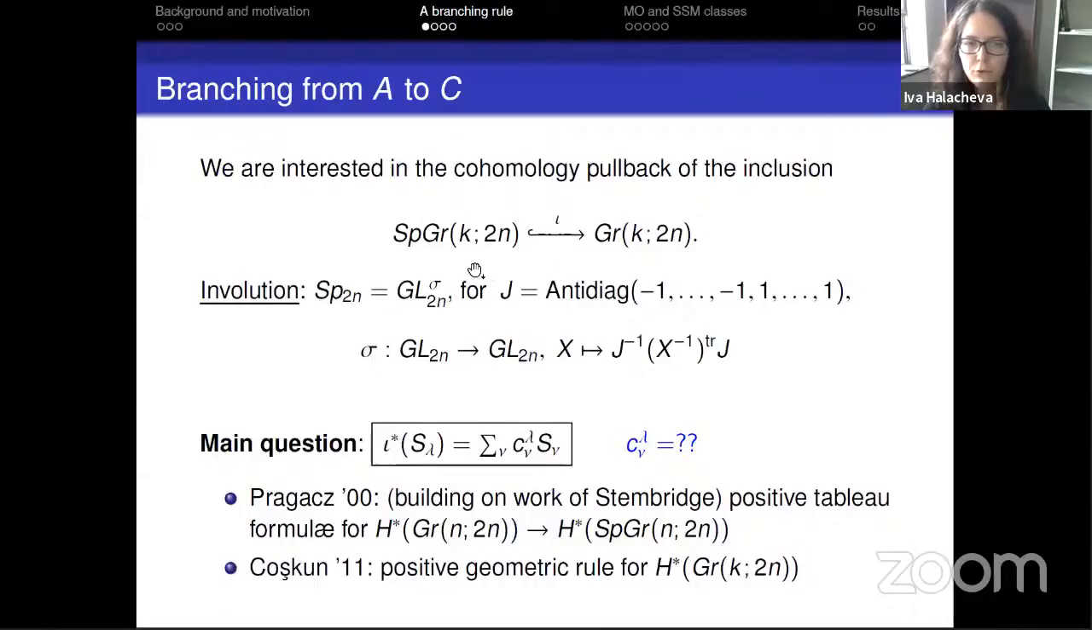So if you think about the pullback of this inclusion in equivariant cohomology, we're interested in what happens to a Schubert class when you expand it again into Schubert classes. And how are these coefficients determined? And so there's some previous work by Pragacz and Ikeda, where they work either with the Lagrangian Grassmannian or with the more general Grassmannian, but non-equivariantly.